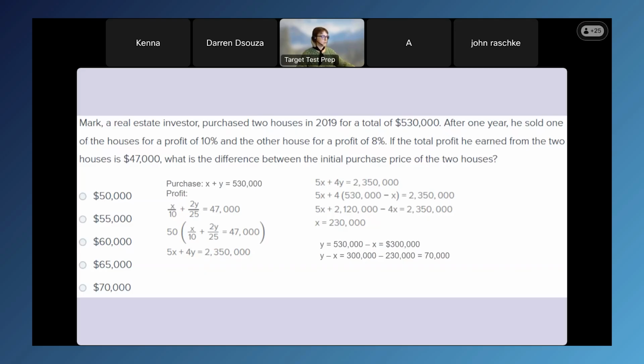How do we get the profit equation? So the profit equation is this part. After 1 year, he sold one of the houses for a profit of 10%, which I have done as x. X divided by 10 would be 10% of x, so the profit for x, and the other house for a profit of 8%. It would be 8y over 100, but I simplified it down to 2y over 25 to make it a little more manageable. So this is our profit for house X, this is our profit for house Y, and we know that if we add them together, the total profit was $47,000.